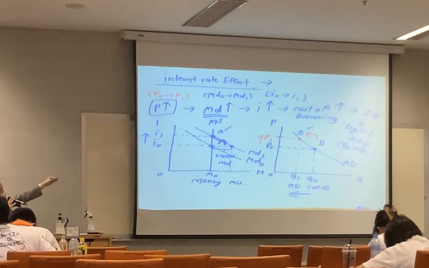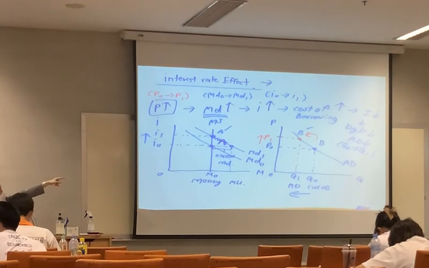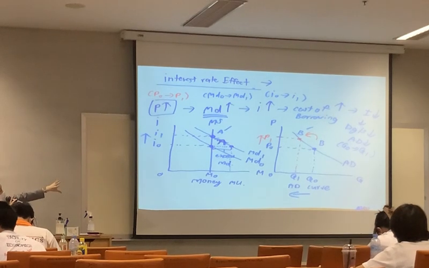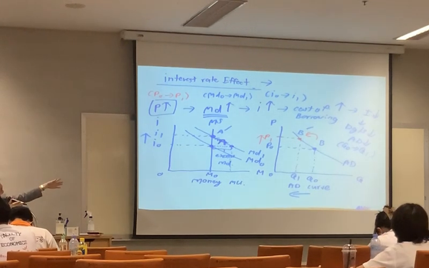Why does interest rate increase? Because MD shifts rightward. Interest rate increases. So you can see from the graph that if you invest less, AD will shift lower, but AD doesn't shift, because the graph just moves along the curve, because we begin at price increase.